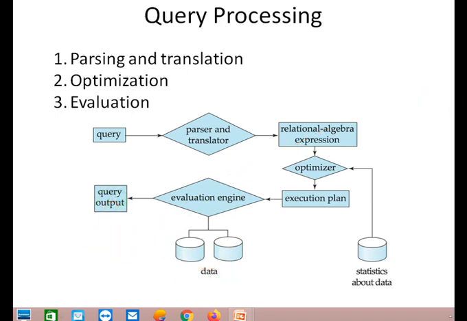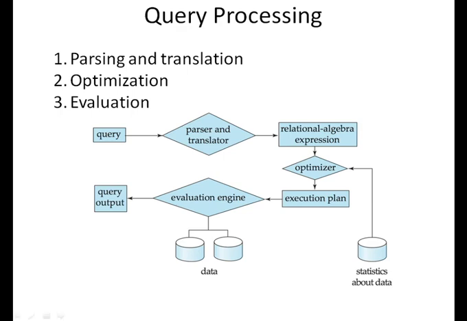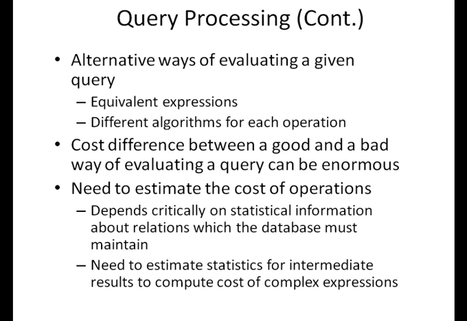So dear student, you only need to remember that in query processing, parsing and translation is there, optimization is there, and evaluation is there. Now, next in query processing: there are alternative ways of evaluating a given query, with equivalent expressions and different algorithms for each operation. The cost difference between a good and a bad way of evaluating a query can be enormous, depending upon the application. We need to estimate the cost of operations, which depends critically on statistical information about the relations that the database must maintain. We need to estimate the statistics of intermediate results to compute the cost of complex expressions.